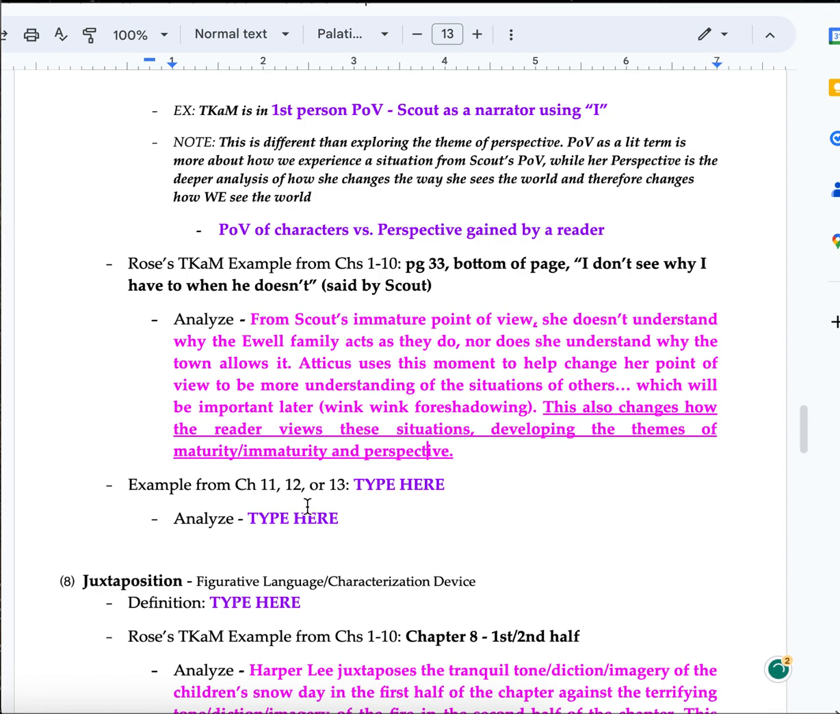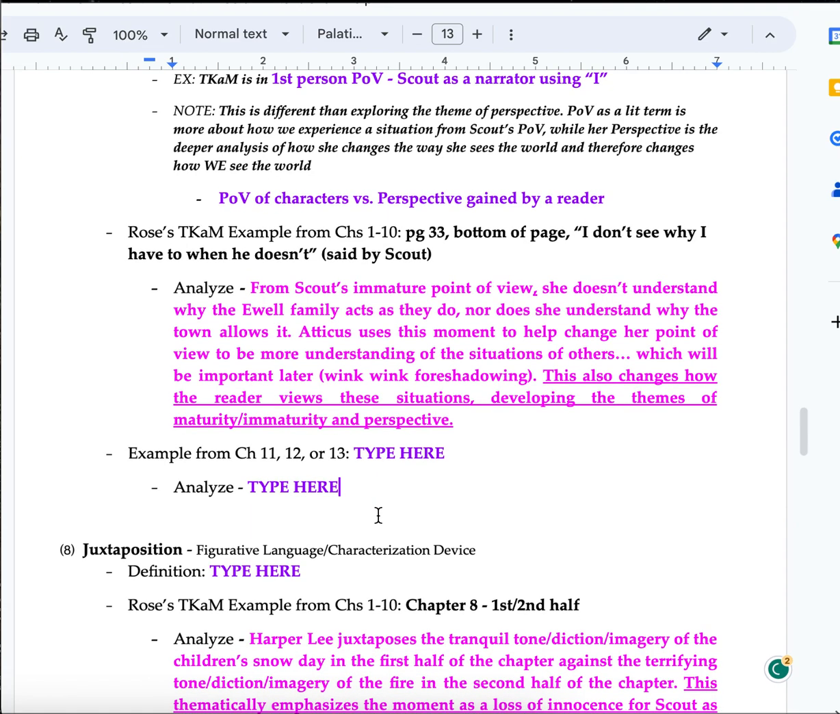So you are going to look for a point where someone's point of view teaches the reader something about perspectives. And I'm highlighting 12 here because I think chapter 12 is quite rich for this, but 13 could do it too, and 11 definitely has this lesson, right?